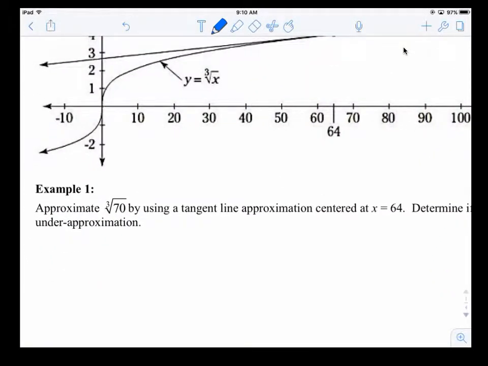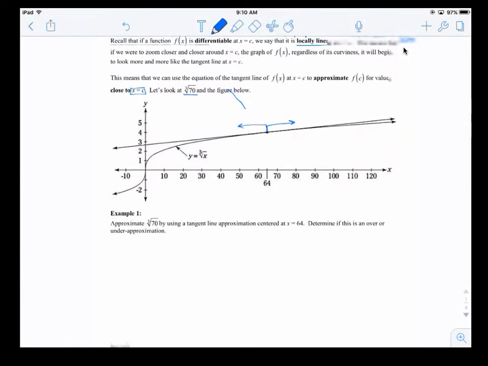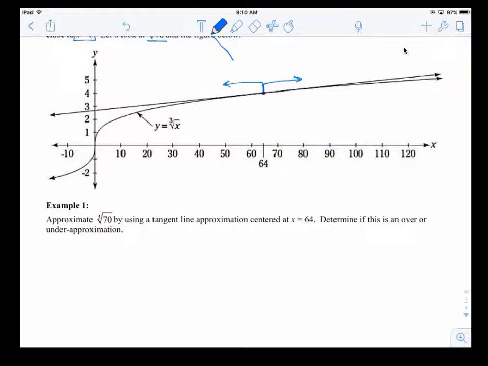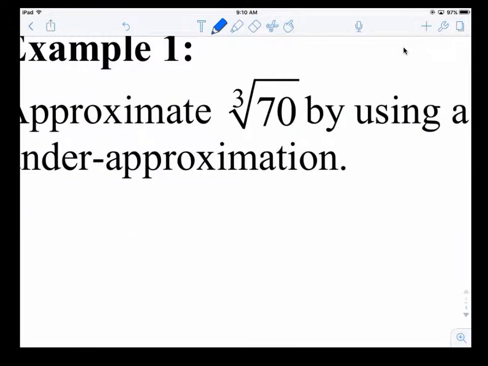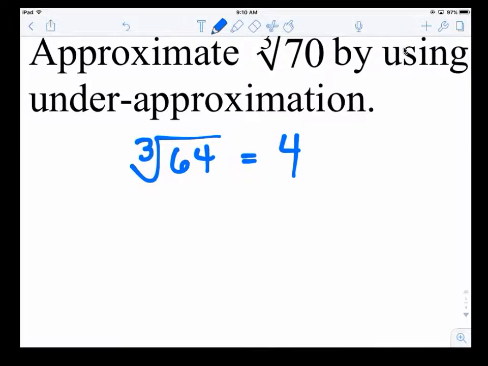So approximate the cube root of 70 by using a tangent line centered at 64, and then determine if it's an under or an over approximation. Okay, so again, we're using the cube root of 70, which is a little bit difficult to come up with off the top of our heads, but we do know that the cube root of 64 would be what? 4, right? All right, so what we need to do is write ourselves a tangent line.